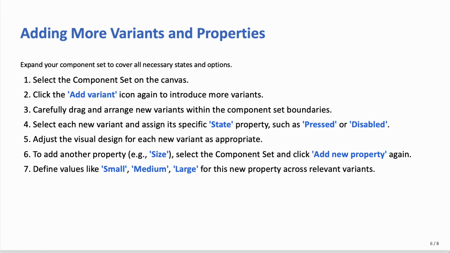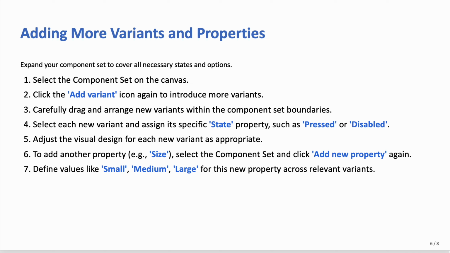After that, add more variants and properties. Expand your component set to cover all the necessary states. Then guys, select the component set on the canvas. Click add variant, carefully drag and arrange the new variants, and assign each new variant to the specified state. Adjust the visual design for each new variant as appropriate.